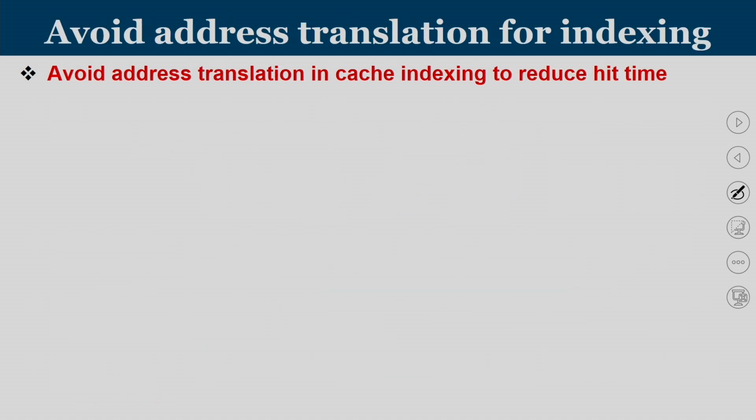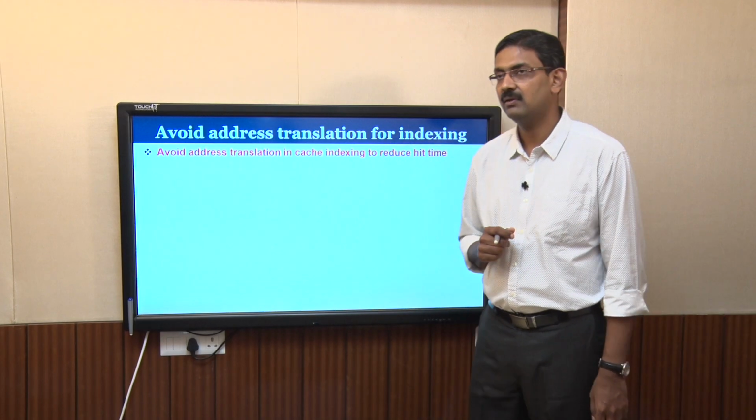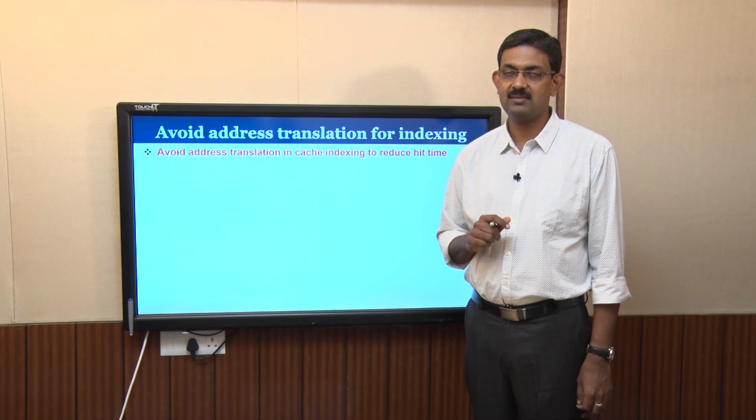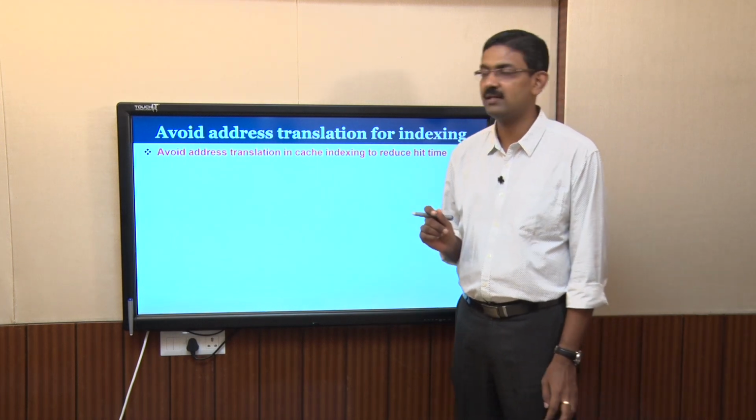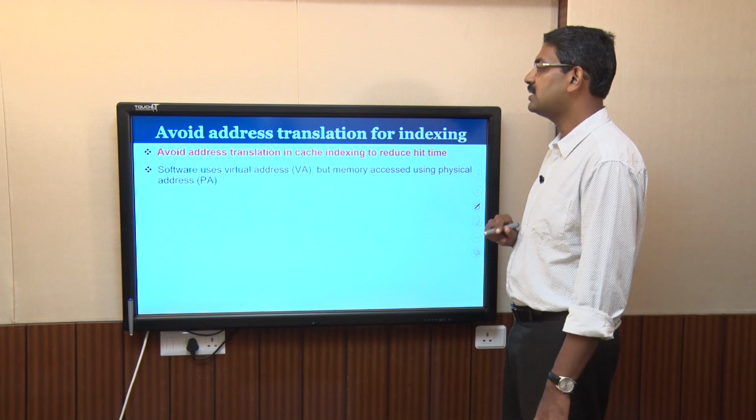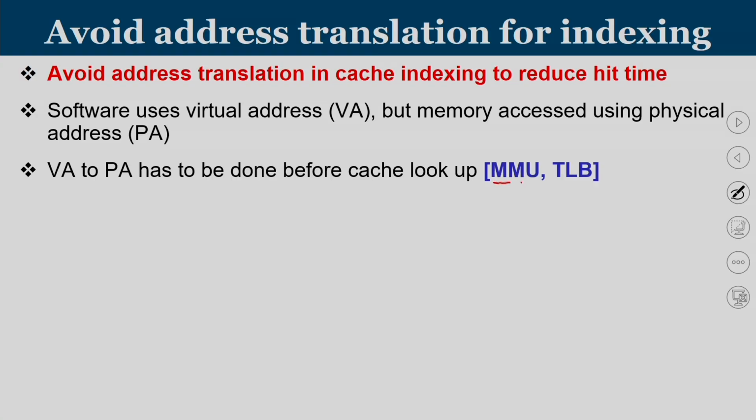Now we will see the sixth optimization for the day. Avoid address translation for indexing. We know that CPU is giving you a virtual address, and this virtual address has to be converted into a physical address before accessing the data from the cache. Now what do you mean by physical address? Physical address means it is the address of the location when it is present inside main memory. But when CPU is giving a virtual address, you have to convert it into a physical address, and that translation is done with the help of the memory management unit and translation look-aside buffer.